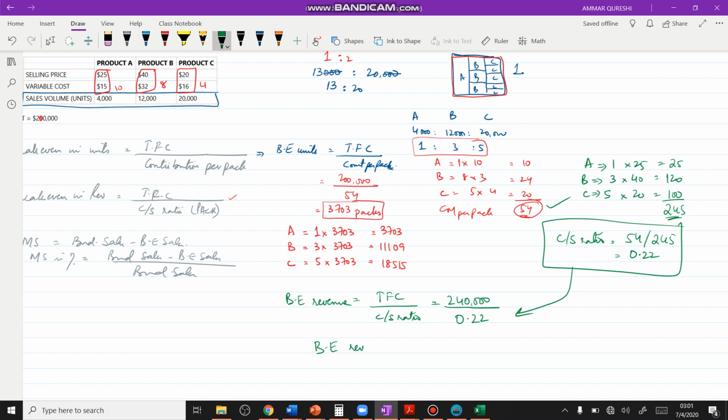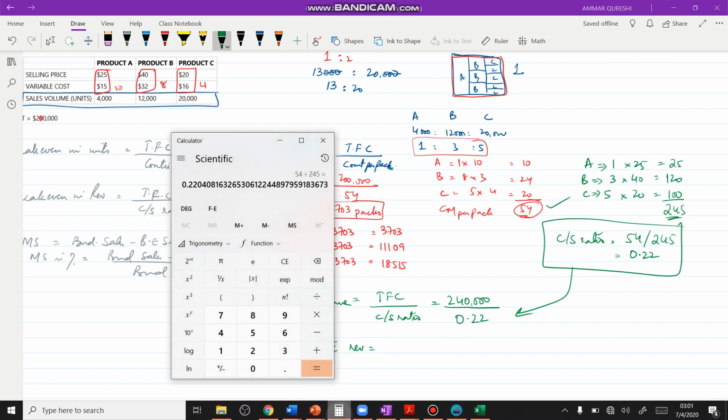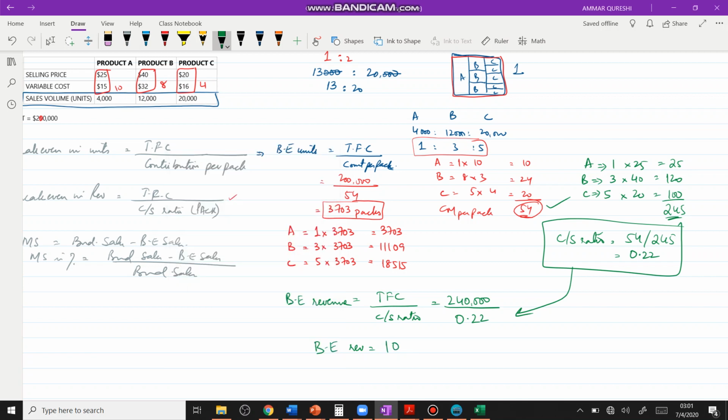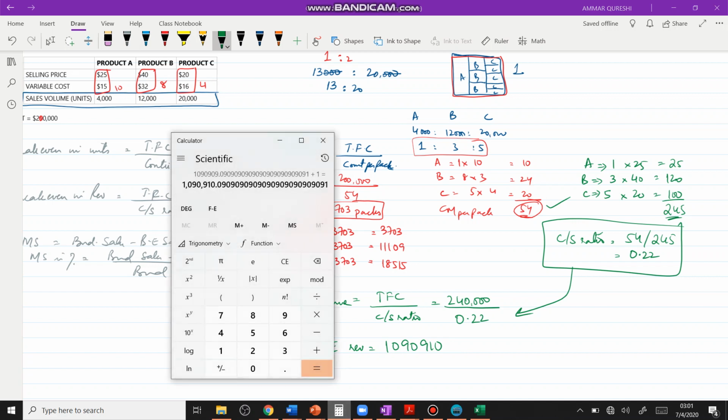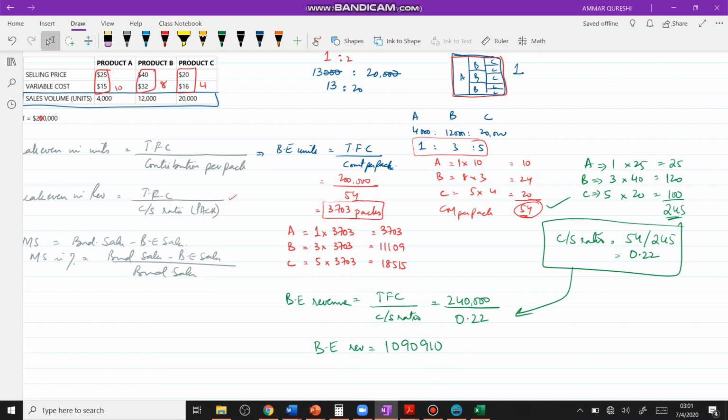Break-even in revenue is equal to 240,000 divided by 0.22, which is 1090910. 1090910, right? Is this the same? 1090910, yes. So this is break-even in terms of revenue. Now we don't know what revenue we should generate from A, from B, from C.